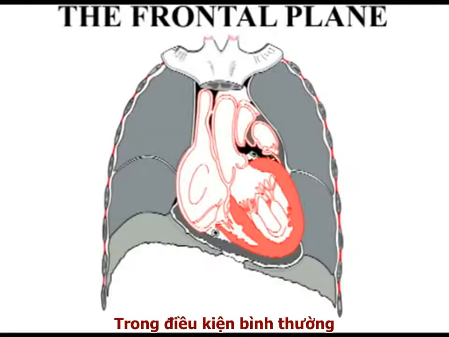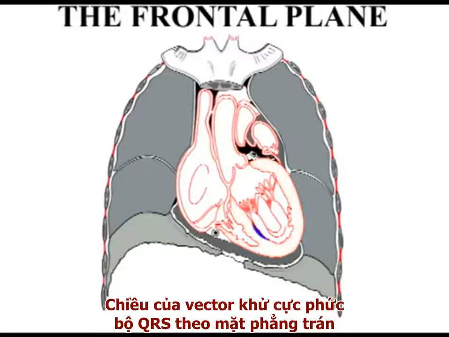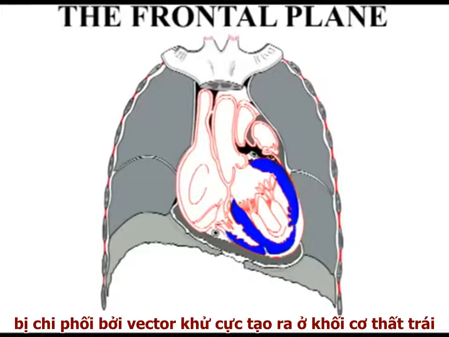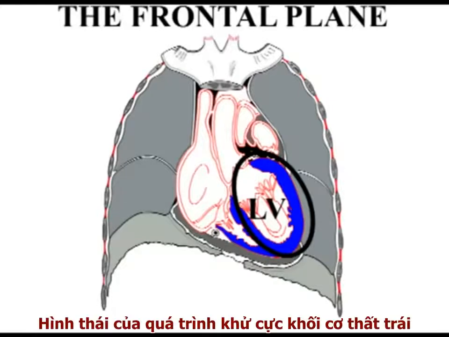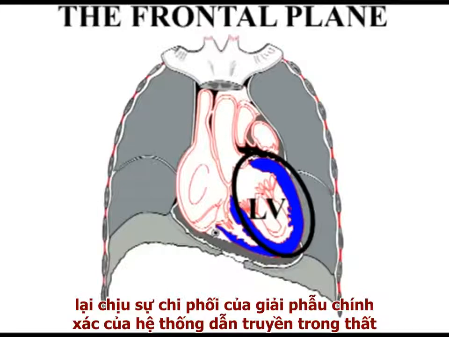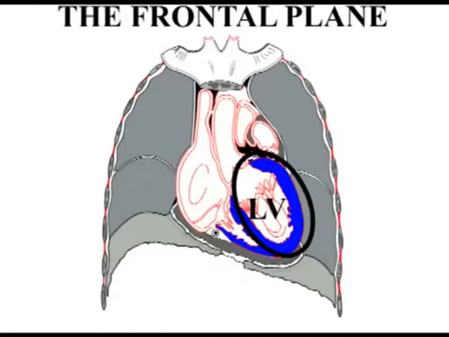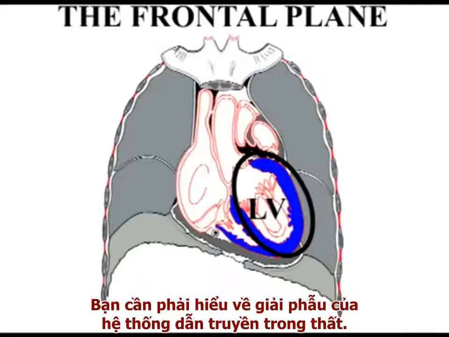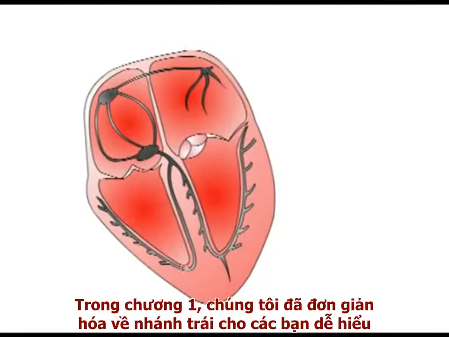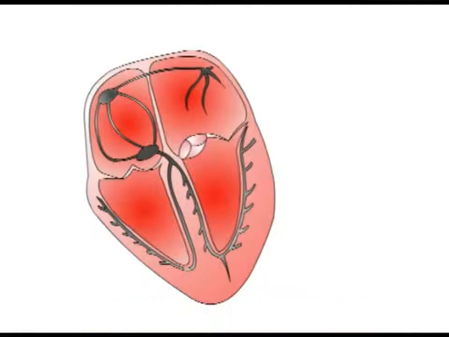In normal circumstances, the direction of the frontal QRS vector is dominated by the depolarization vectors generated in the large left ventricular muscle mass. The pattern of depolarization of the left ventricle is in turn dictated by the precise anatomy of the intraventricular conducting system. To understand the cardiac axis and axis deviation, you need to be familiar with the anatomy of the intraventricular conducting system. We simplified our description of ventricular conduction in section 1 to aid comprehension.